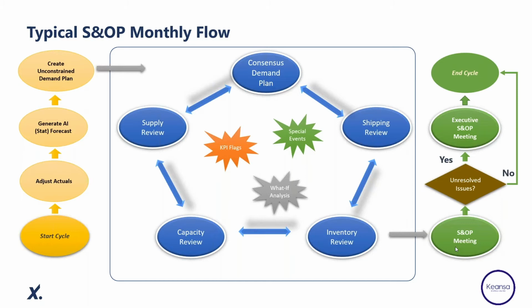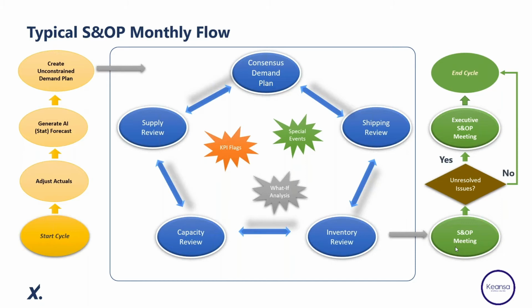If there are things that you don't agree on, and let's say two departments are at a standstill, you can't agree on a number, that's now going to the executive S&OP meeting. So the executive has to make a decision on what's best for the customer and what is best for your company.